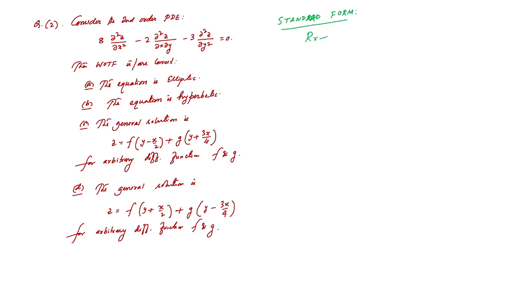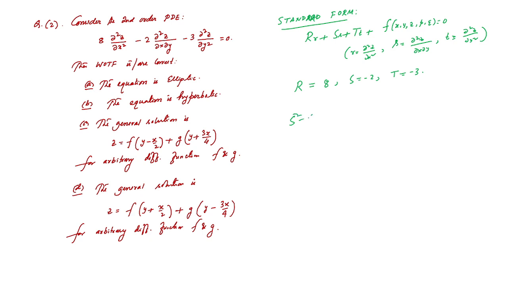So this is basically Rr plus Ss plus Tt plus f(x, y, z, p, q) equals 0, where r equals ∂²z/∂x², s equals ∂²z/∂x∂y, t equals ∂²z/∂y². Now just to compare, what will be your r? Here your r will be 8, and what will be your s? s will be minus 2, and what will be t? t will be minus 3.